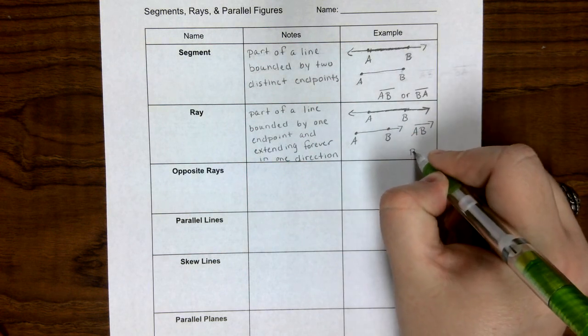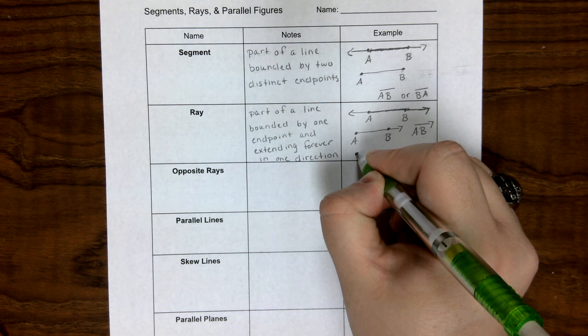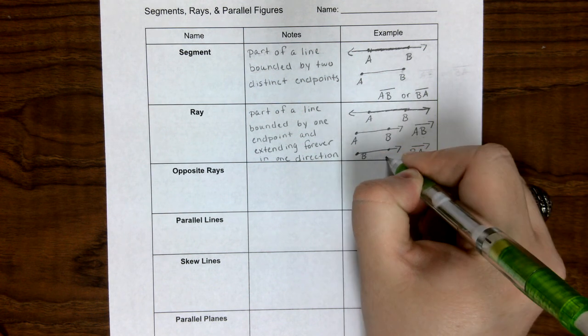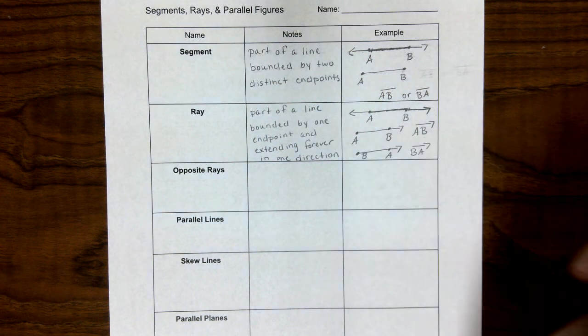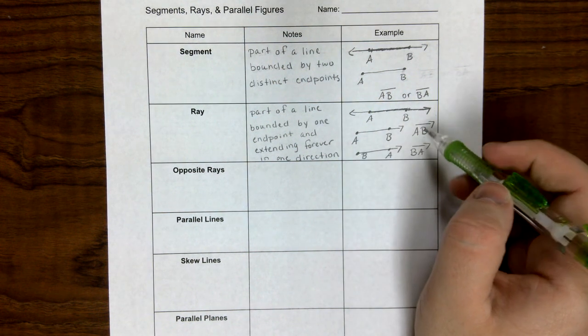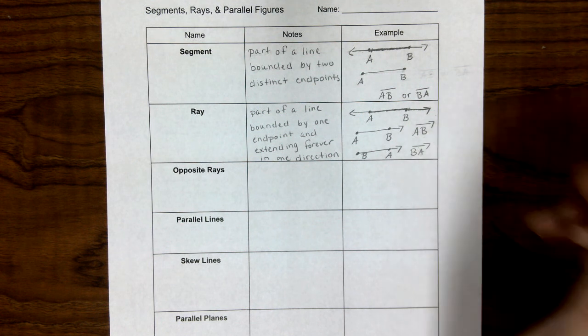If you were to write this, that would mean you're talking about this. Your endpoint is B and your second point is A. Okay. You cannot reverse the order of the letters and it be the same thing. These are not the same thing. Okay. Hope that makes sense.